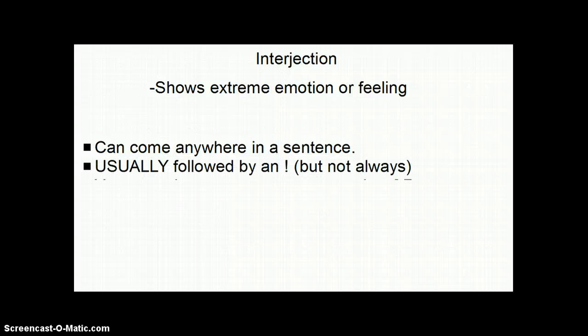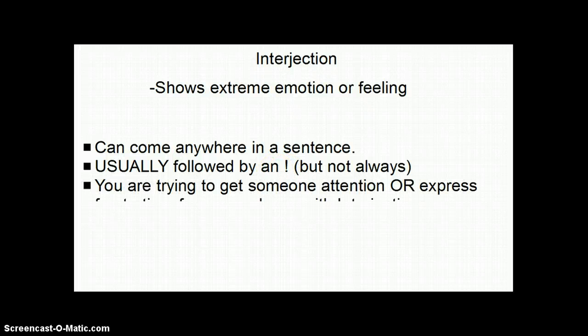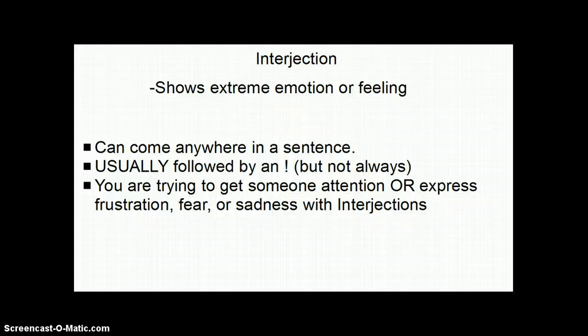And lastly, we have interjections, which show extreme emotion or feeling. They're called interjections because usually you shout these to get someone's attention or to stop them from talking. But they can happen anywhere in a sentence. Most of the time they happen at the beginning, but they could come anywhere. Usually they're followed by an exclamation point, but they don't have to be. And usually you're trying to get someone's attention or express frustration, fear, or sadness. Help!